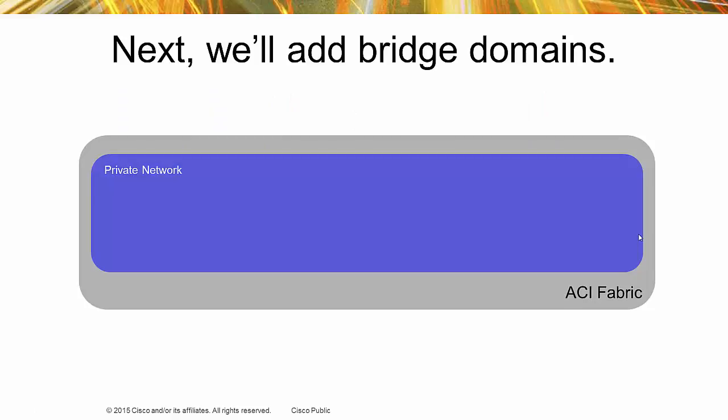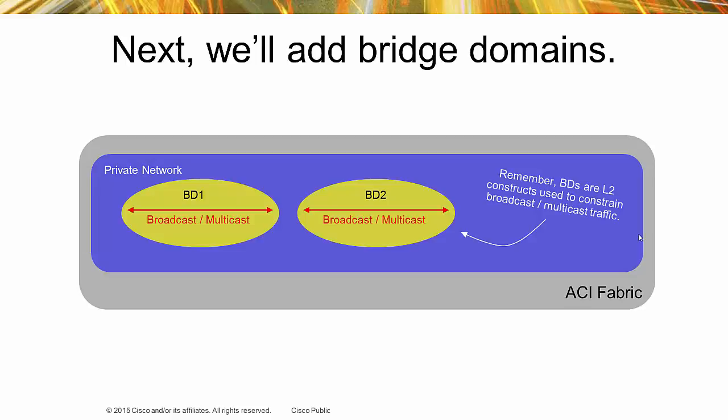Once you have your private network created, the next thing we need to create is a bridge domain. If you recall, the bridge domain is the layer 2 construct, really to isolate or constrain your broadcast and multicast traffic. Again, you can have one bridge domain or multiple bridge domains. The bridge domain is really the boundary where you constrain or limit your broadcast or multicast traffic.